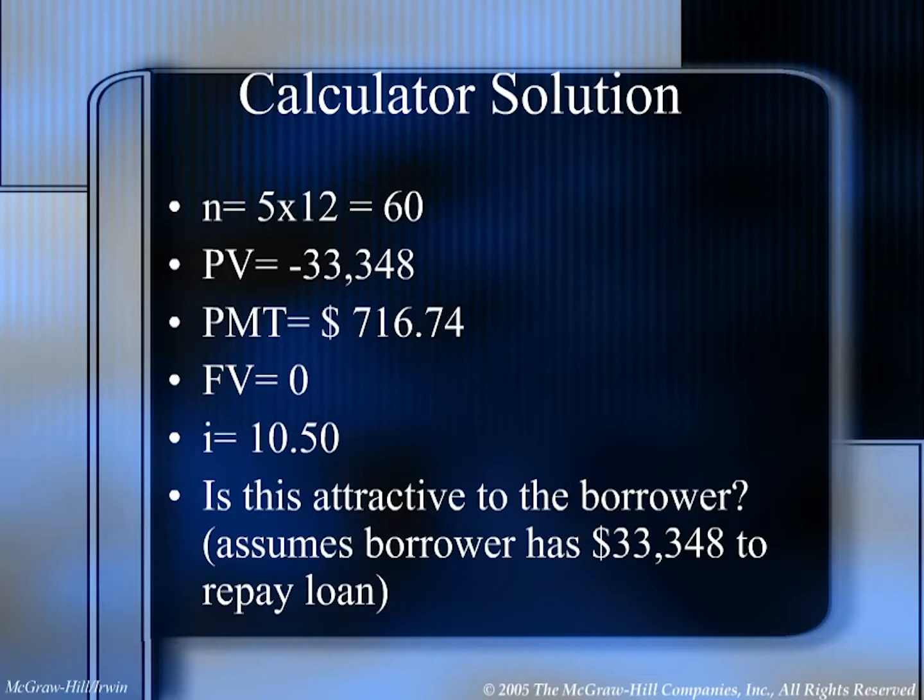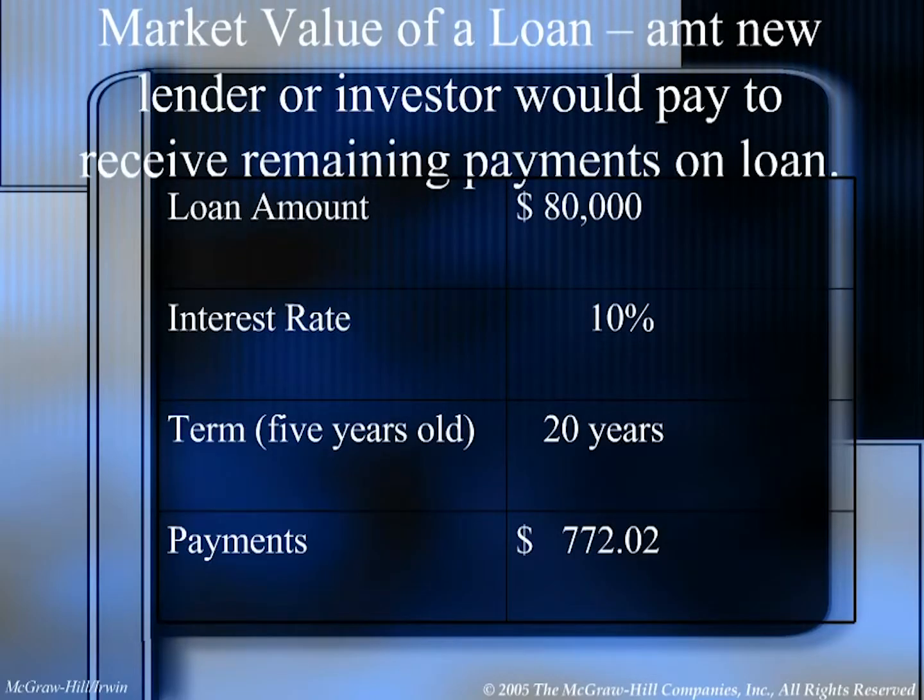So if they have that money, they could say, all right, do I pay back the bank or do I invest it somewhere else? Well, if they can get more than 10.5% somewhere else, they should invest it somewhere else and stick with the loan they have. But if they can't find anywhere else to invest it for better than that, then they might as well pay back the bank, and at least that way they'll be getting a 10.5% return on their money.